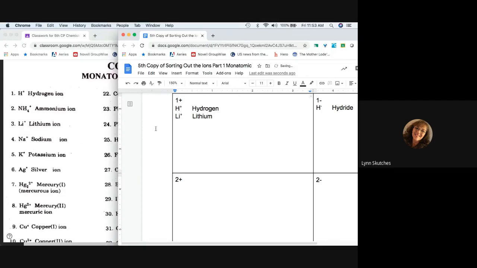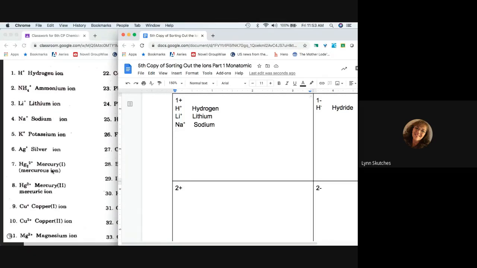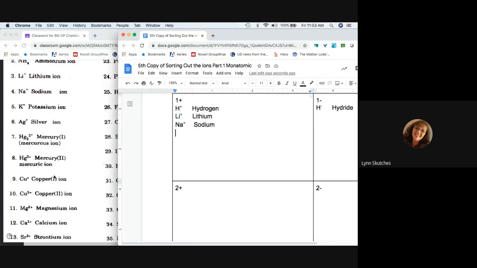Next on the list, sodium. Big N, little a. Control period. Positive. Get out of it. Control period. Sodium. That's all you were doing here, is putting all the plus ones, which don't have a 1, because you don't have to write 1 if you write the plus sign. Okay. And then there was mercury and copper, and I said don't do mercury because it's weird.